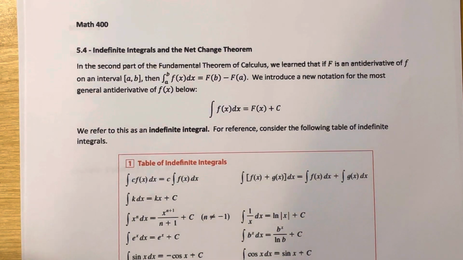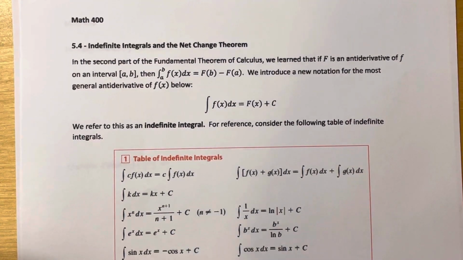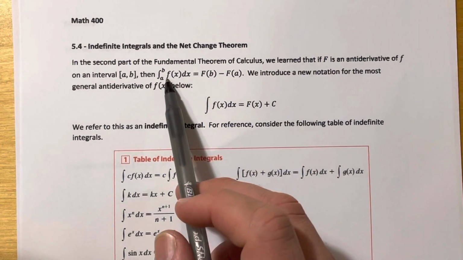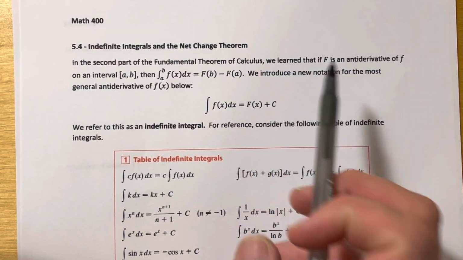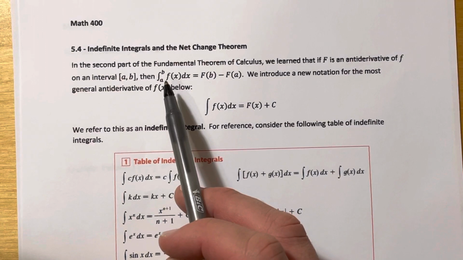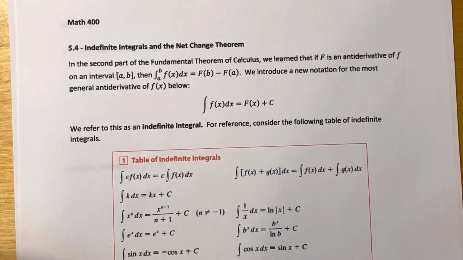So far we've introduced the concept of a definite integral, and the motivating concept behind that was finding the area under a curve. And then in the previous section, 5.3, we developed a really useful technique, the most important theorem in all of calculus, called the fundamental theorem of calculus, which is used to evaluate definite integrals. And here is the statement of that theorem. If big F is an antiderivative of little f on some interval a, b, then the definite integral from a to b of f of x dx is equal to big F of b minus big F of a.